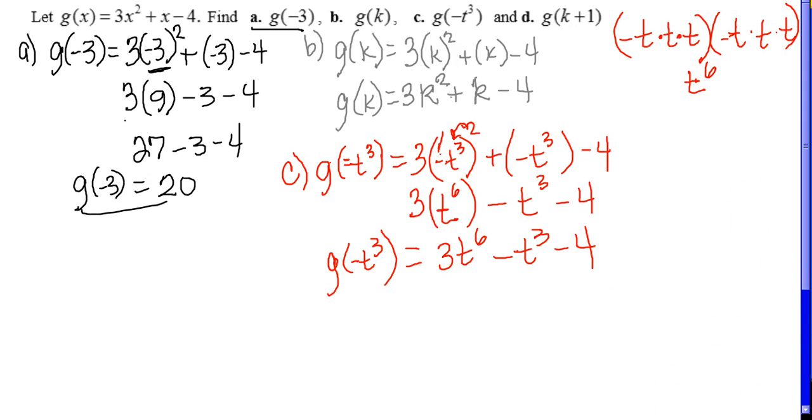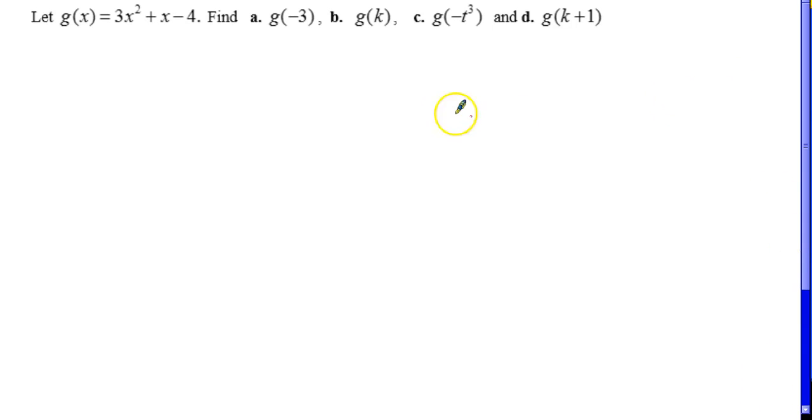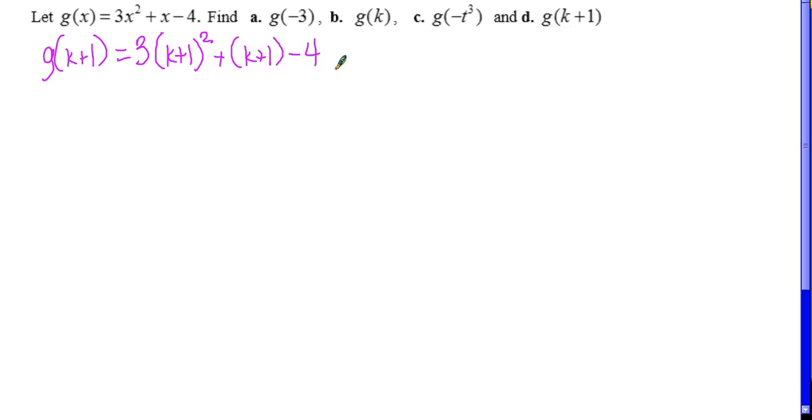Okay, last one. I always do this and end up with not enough room. Don't worry, we are going to finish. I know you don't believe me, but we are. Here's the last one, D. So D, we're going to drop in a k plus 1, equal to 3 times the quantity of k plus 1 squared plus k plus 1 minus 4. Okay? All right.